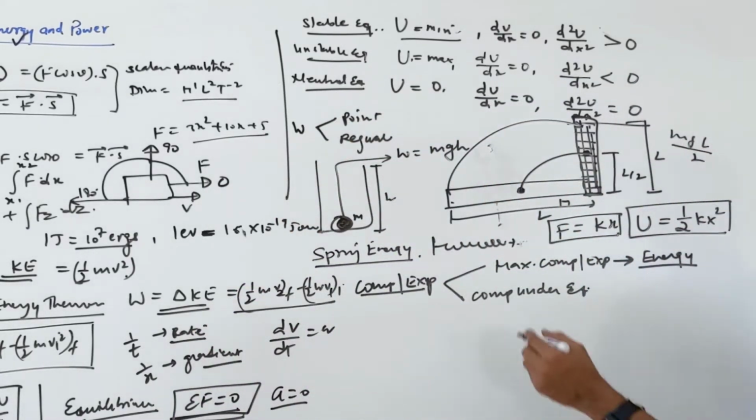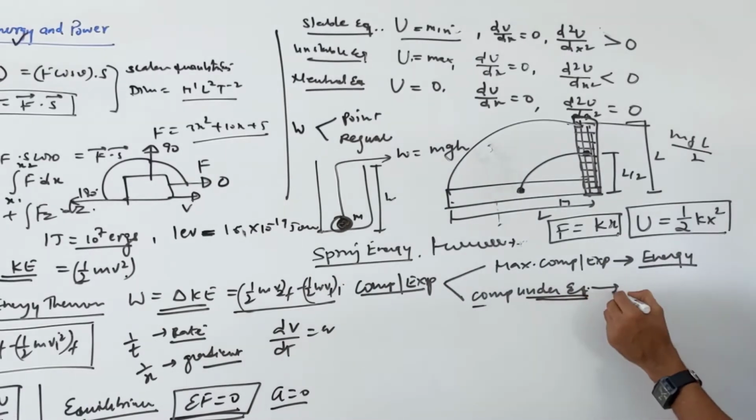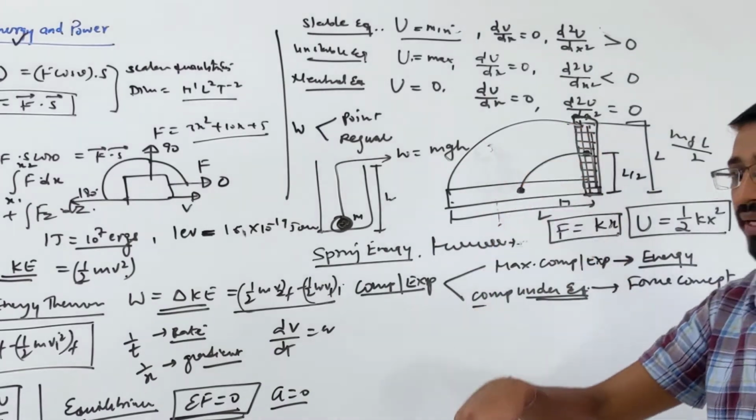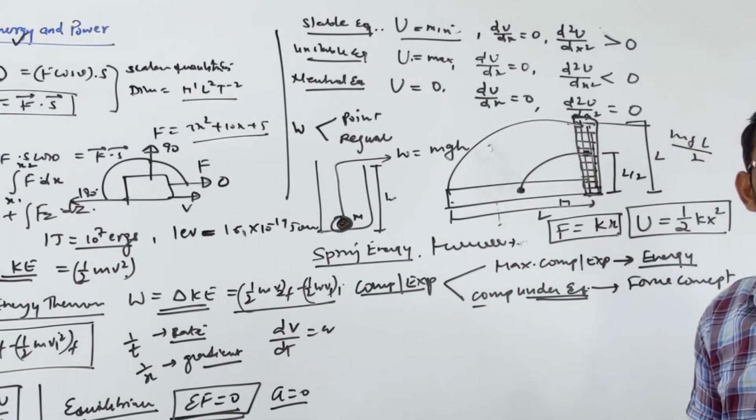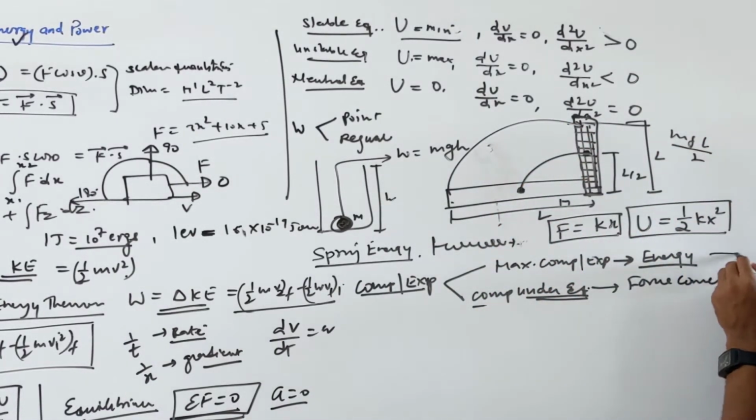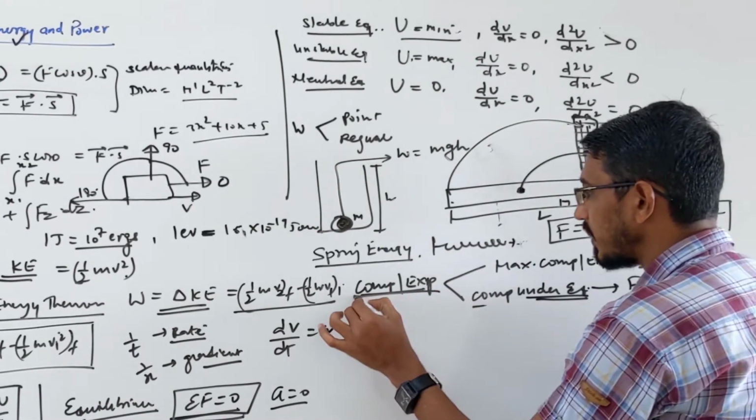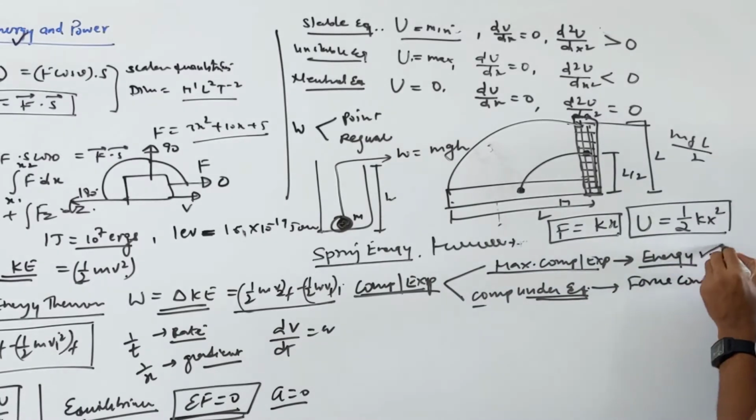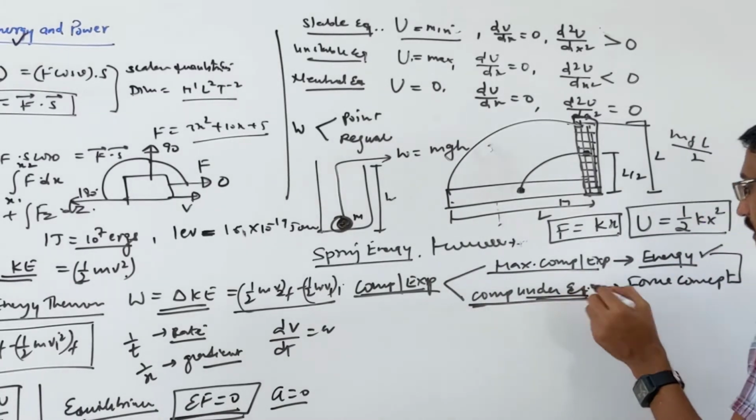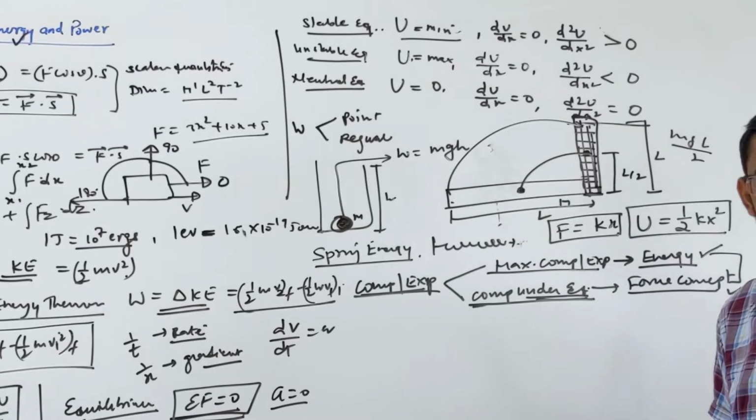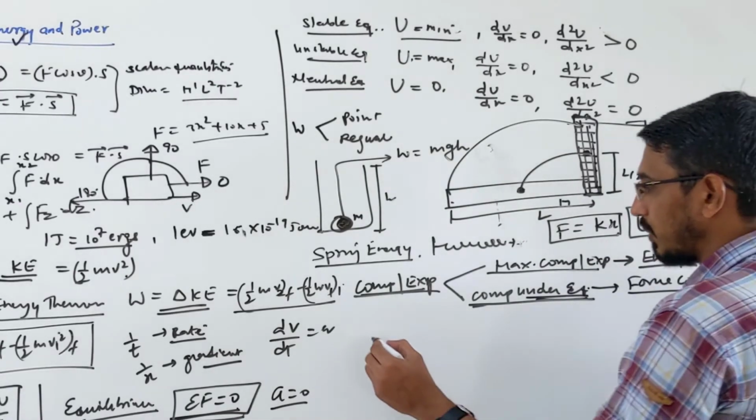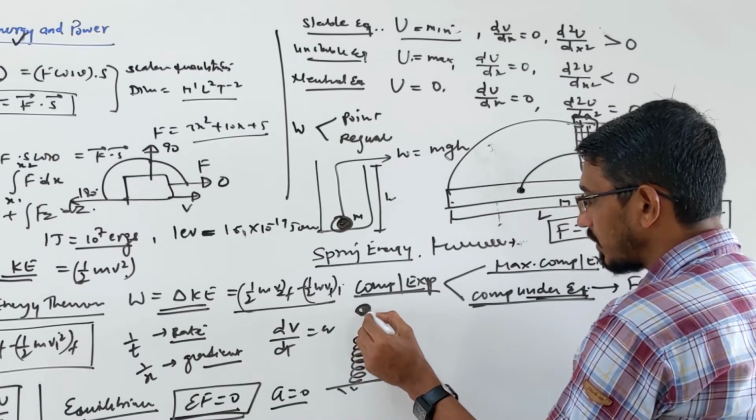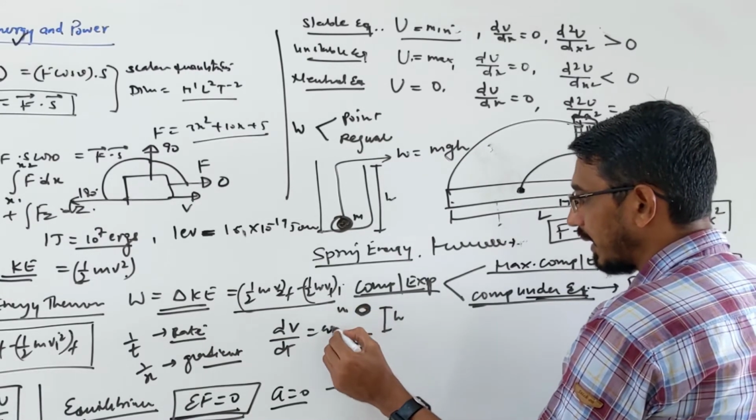But when they ask about compression under equilibrium condition, you always write the force concept, a force equation. Some force is applied, which is balanced by the spring force kx. So for compression or expansion, two types of questions are possible: if they say maximum compression, write the energy concept, and if they ask compression under equilibrium, write your force concept. Is that clear? Now for example, suppose this is a vertical spring, I have placed it here and I drop a mass m from some height h.